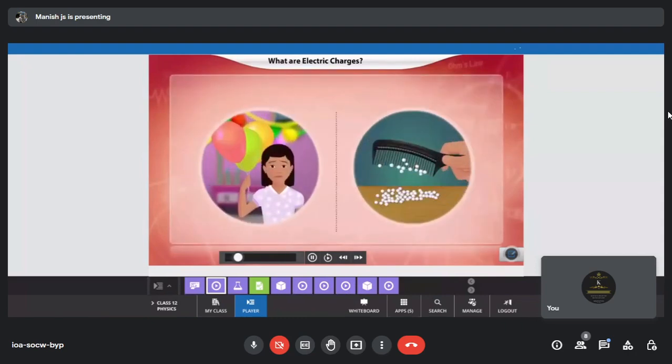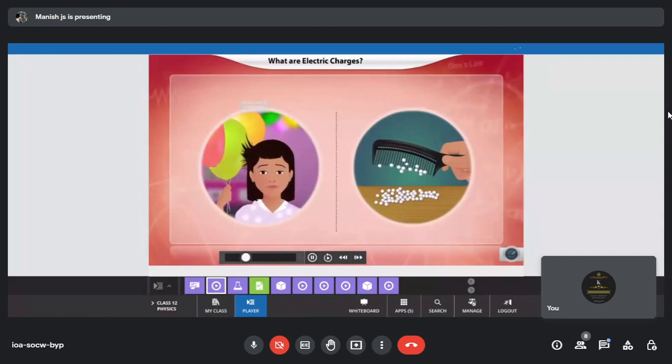Some strange things seem to be happening on Rita's birthday. The balloons seem to be pulling her hair. The thermocol balls started moving towards the comb.